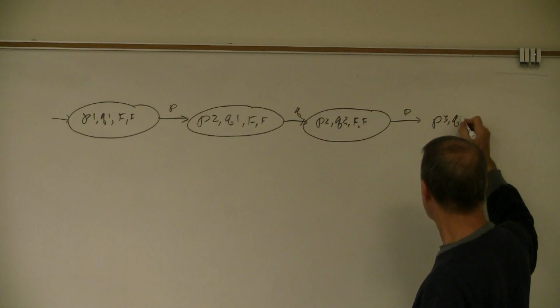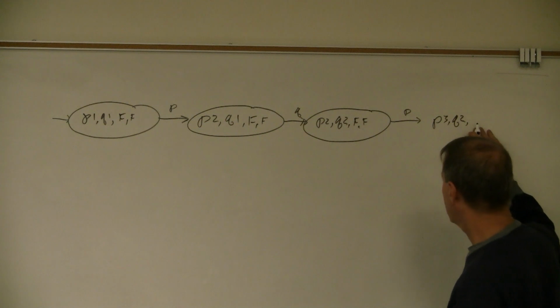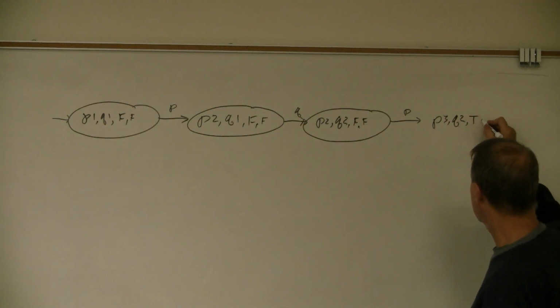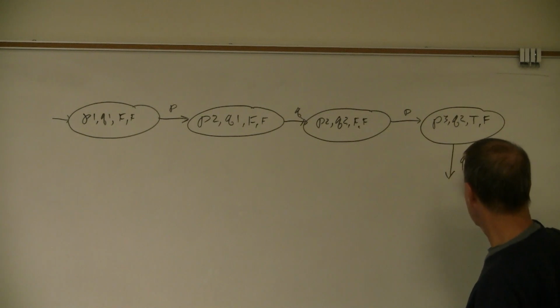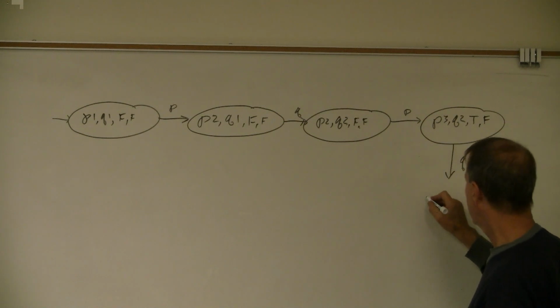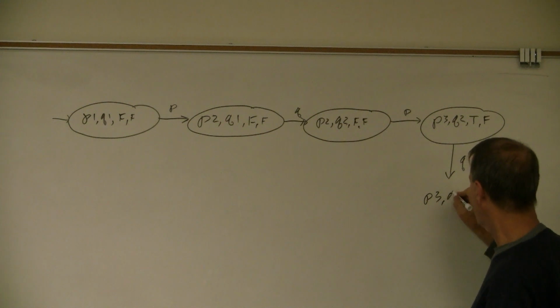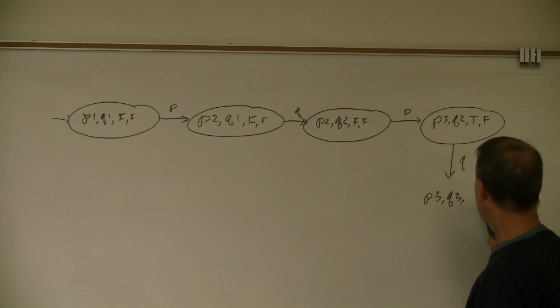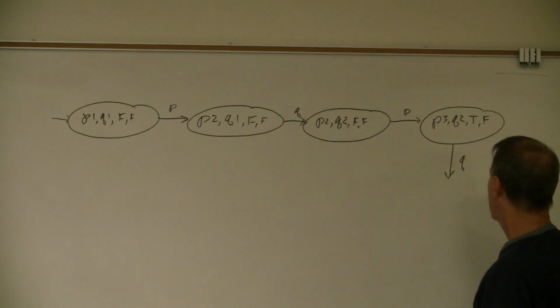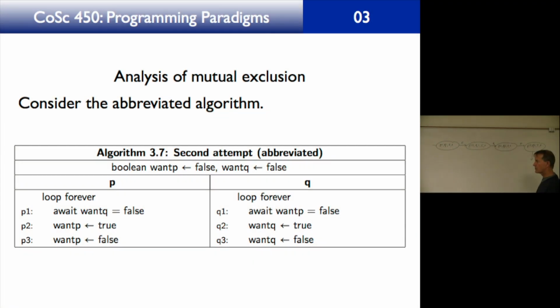P3, Q2, and what was it? True, false? True, false. And then if Q executes, where do we go? P3, Q3, what? P. Oh, can Q execute? If it's awaiting one P false. But it starts as false. They both start as false. But then it gets set to true.